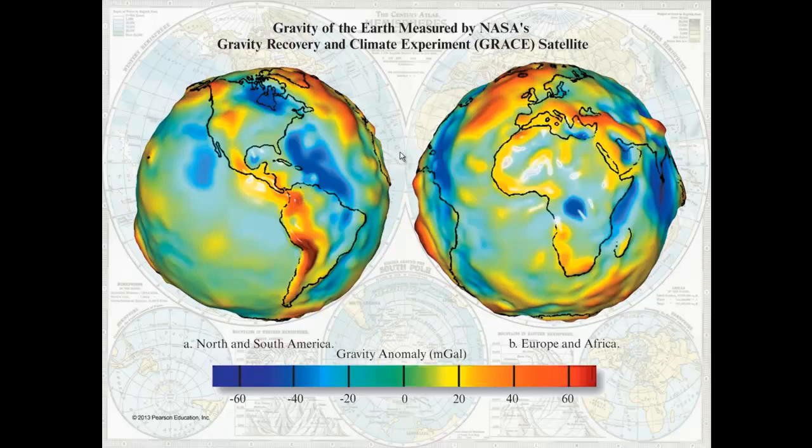There's a set of satellites called the GRACE satellites that NASA put out that actually measured gravity around the planet. This shows gravity compared to the average gravity. So 0 is average gravity around the planet. The blues are lower than normal gravity, and the reds are higher than normal gravity. So you can see, depending upon where you're at on the planet, you're going to have a higher or a lower amount of gravity than average.